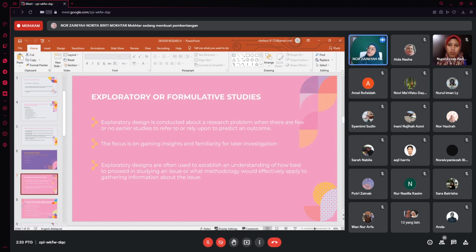Okay, and exploratory designs are often used to establish an understanding of how best to proceed in studying an issue, and what methodology would effectively apply to gathering information about the issue. So it's all about getting to know something that has not yet been tried. You're exploring it, recording it, writing it, and then we come up with that report for everybody to read, so that we can share it with other people who have a significant need to understand the concept.